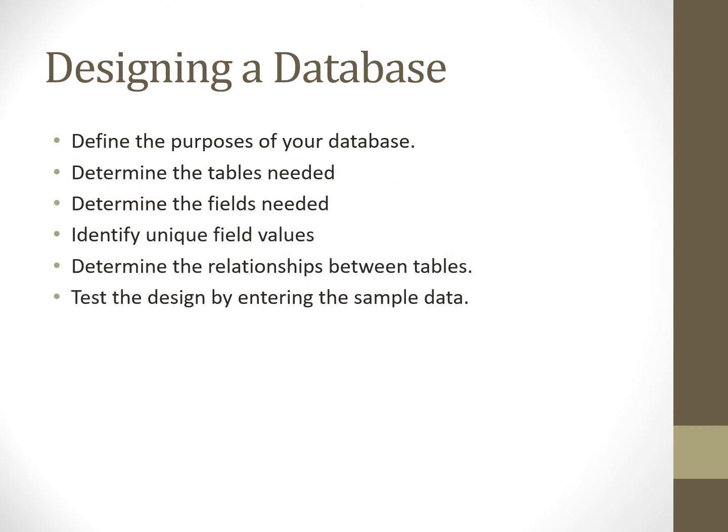When designing a database, we want to make sure that we know the very purpose of the database that we are designing. So there's a way for us to determine the fields needed and the corresponding tables. Then we identify the unique fields, which will serve as the primary keys. It's important that every table must have a primary key. We also determine the relationship between tables. Sometimes we refer to the tables as entities, which we will get to know more a little bit later. Then we also have to test the design by entering some sample data.